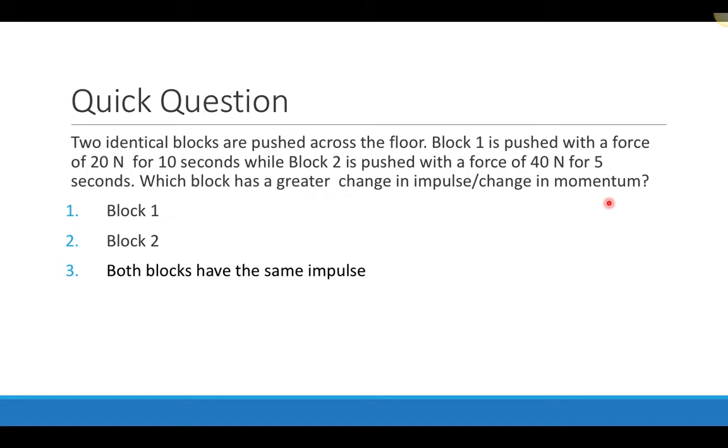So here they don't have the same force applied and they don't have the same time interval. So I have to be careful and I have to think about this in terms of the impulse momentum relationship. So for block 1, the impulse is the force times the time. So 20 times 10 is 200 newton seconds, which is the same thing as 200 kilogram meters per second. And so its change in momentum would be 200.